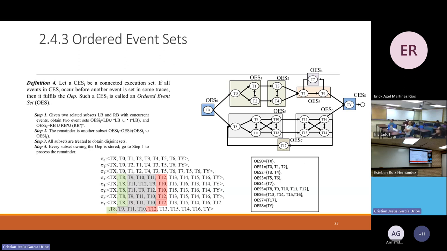Then the generation of this OS partition consists of the following steps. Given a set CES, obtain two subsets of concurrent events, LB and RB, that are causally related to each other. Then fragment this CES maintaining the ordered execution property, where the intersection of the union of invariant successors and predecessors of LB and RB is the OES.